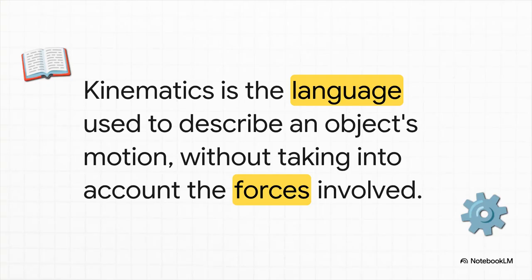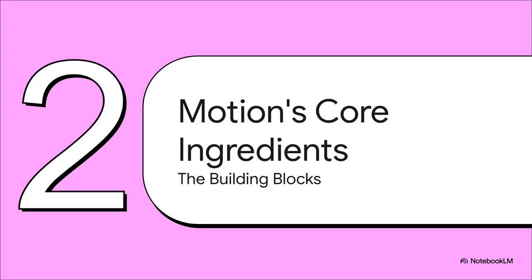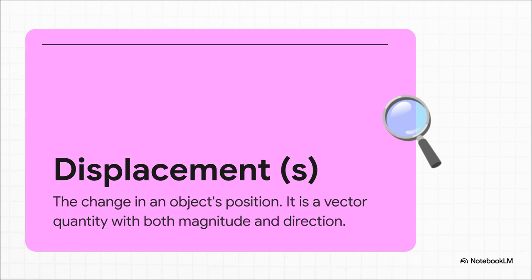Honestly, the best way to think about it is like you're learning a new language. To really understand the story of an object's journey, we've got to get a handle on the basic vocabulary first. Once we know the words, we can start telling the whole story. So, what are these essential words in the language of motion? Well, it all boils down to just a few core concepts, and these are the absolute building blocks for everything that comes next. First up is displacement.